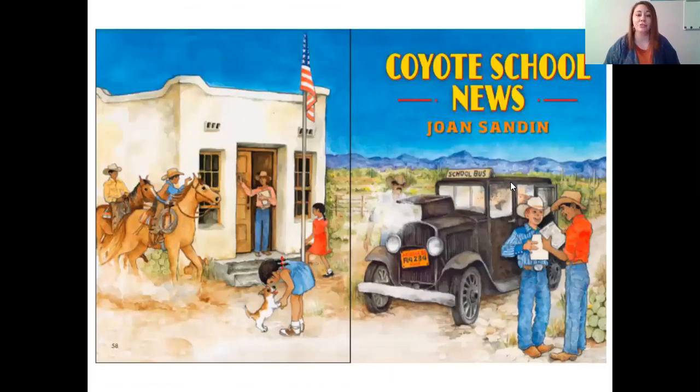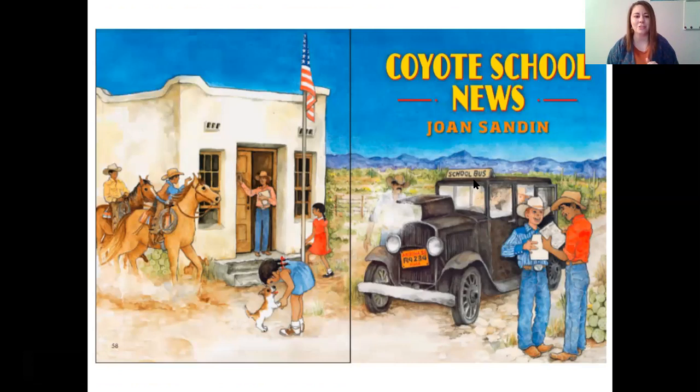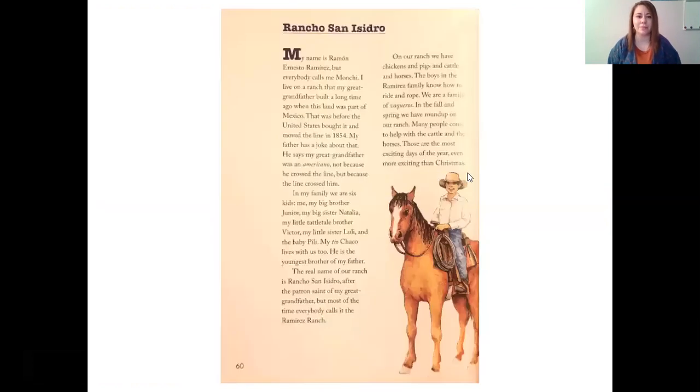So again, Coyote School News, this is the full cover of the book, okay? So I can kind of already see that it looks like, maybe this is taking place in the past. I'm looking and I'm seeing this car, that's not a car like we see today. And it's even labeled school bus. Huh, interesting. Okay, and I see people riding horses. Okay, so let's go ahead and see what is happening in this story.